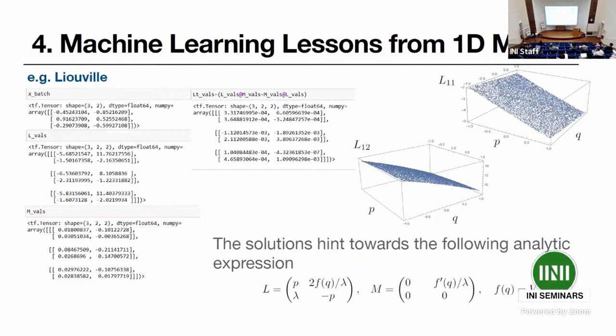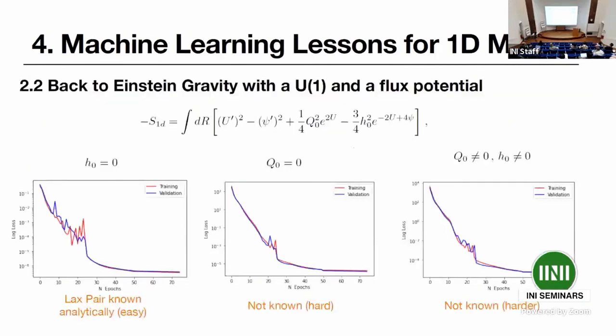it will be very important, if you are dealing with more complicated models like the ones that we want to explore, to see if some techniques that would get us closed expressions for the components of the L matrices and M matrices are actually feasible. Of course, we can play a little bit with our Einstein gravity model with a U1 and a flux potential. And then, as I was mentioning, if I set H to 0, then I know how to build a Lax pair for these.